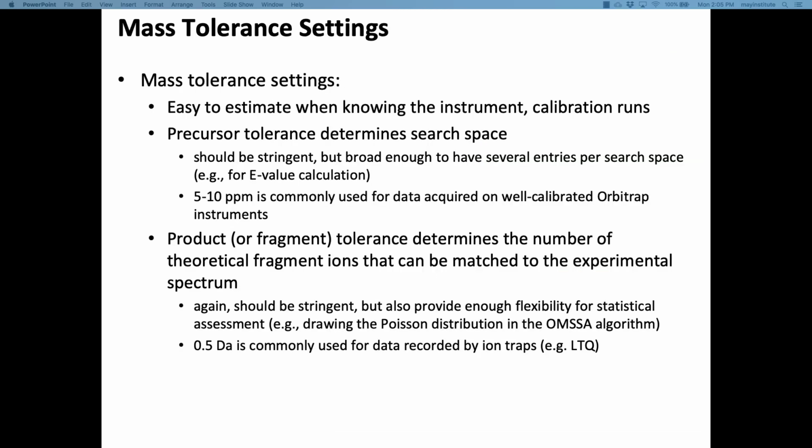These mass tolerance settings are easy to know when you know the instrument and when you know that the calibration of the instrument was well done, if you've done it yourself, or trust the person who did it. It determines the search space. You can imagine if you open up this window, then the number of candidates that you pull out of the database just explodes. And that can go both ways. If you set it too tight, you might miss the right identification because all your masses are miscalibrated. If you open it too wide, then you will get lots of crap because you're pulling in masses that match only randomly, accidentally, but shouldn't be considered because their precursor masses are too far off.